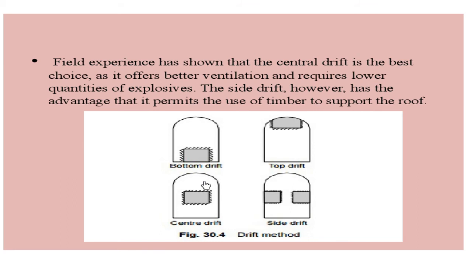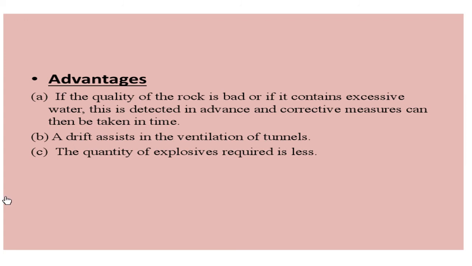So from field experience, it is understood that the best choice is the central drift, which you can see over here. And if you are using the side drift, then the use of timber for supporting the roof is also permitted. So each one has its own advantage. Depending upon the field experience, central drift is a much better option when compared to other drifts. But depending upon the local condition, you can go for other drifts also in order to make the entire tunnel. Then come the advantages.